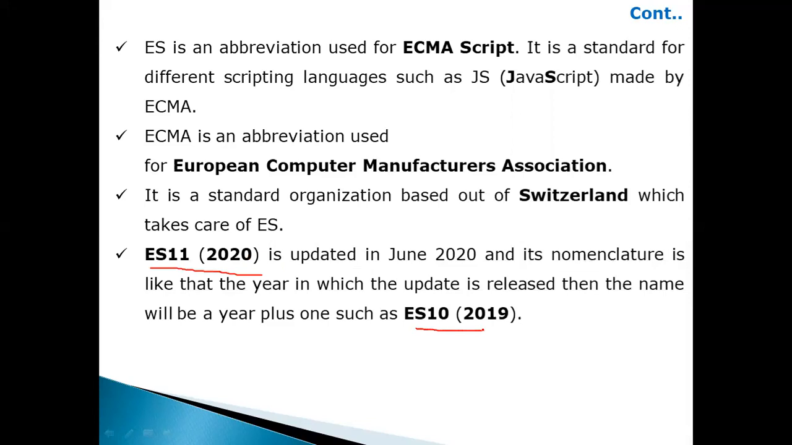For example, ES10 came in 2019, so they mention 2019 in the brackets. So this parenthesis tells us which version was released in which year, and that will be shown in the brackets.